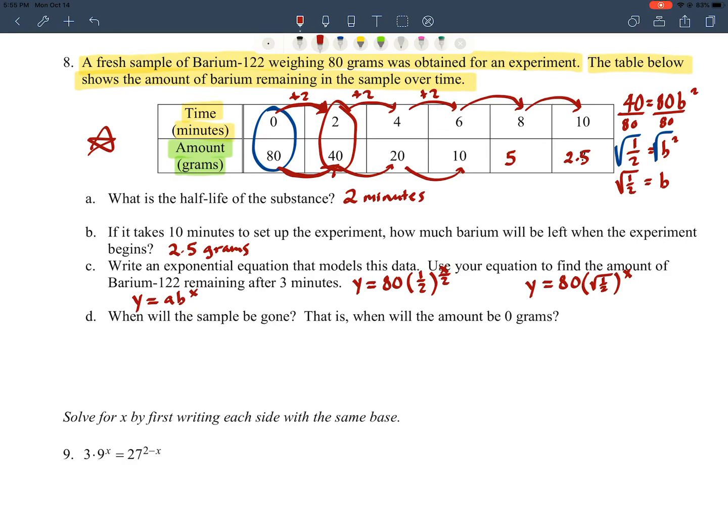All right, so they wanted us to find the amount of barium remaining after 3 minutes. Well, that means we're just going to plug in 3 for x.